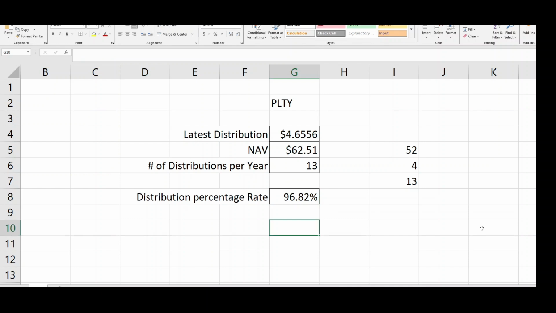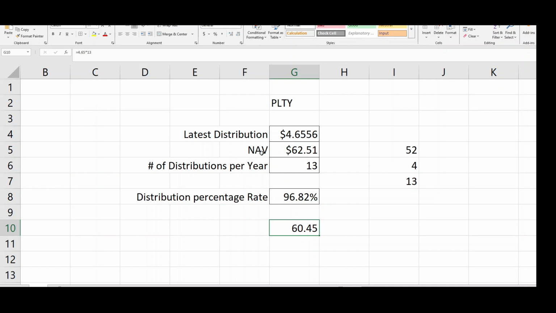And to show you exactly what I'm saying, in case it did not make sense, we can easily just type this in. And I'm going to round the numbers. So I'm just going to say that if you're going to get paid that $4.65 and you're going to get paid 13 times for the year, you will have earned $60.45, and you have the net asset value of the stock being $62.51. So you would have almost earned the value of the stock itself, and that value being $62.51.